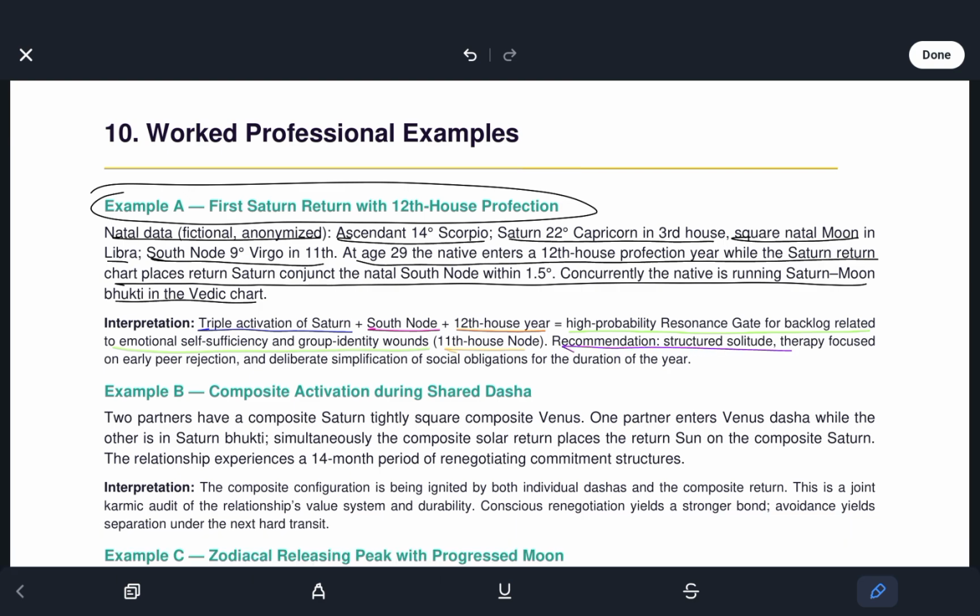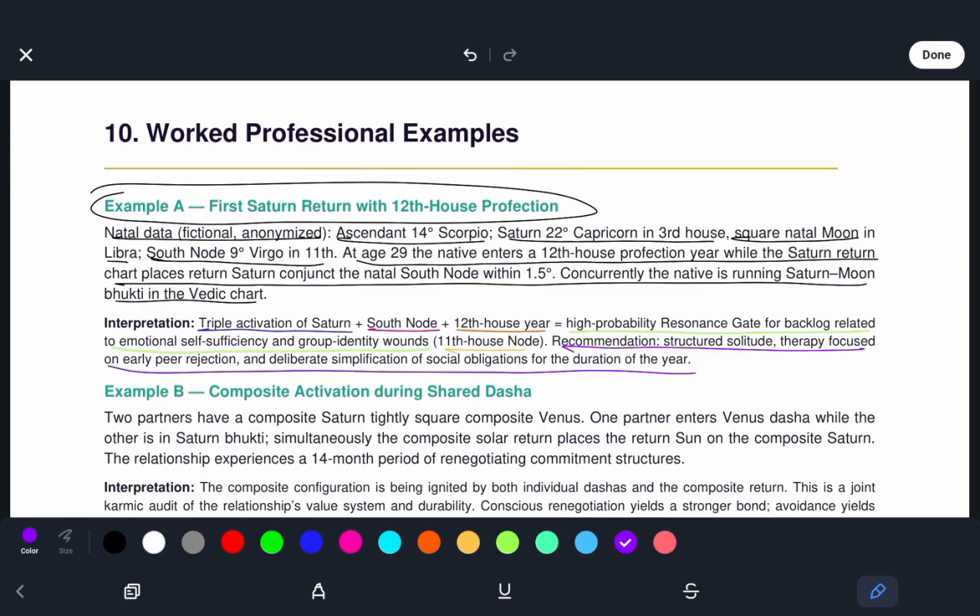The recommendation is structured solitude therapy focused on early peer rejection, and deliberate simplification of social obligations for the duration of the year.